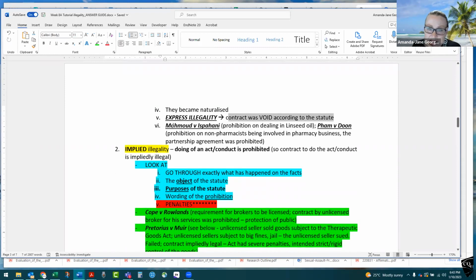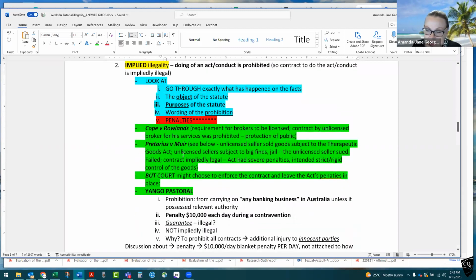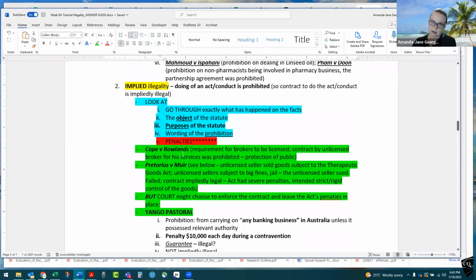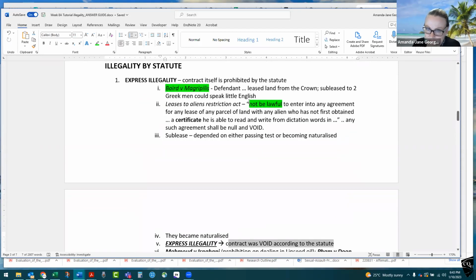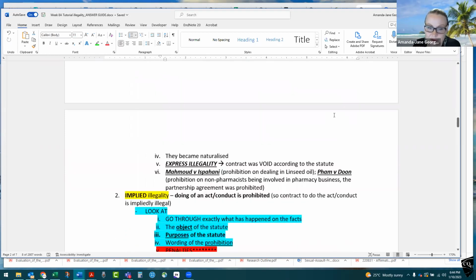Mahmood and Isbahani is mentioned in Graw, and also Pham and Doon. Similar kinds of principles there. Implied illegality is where you have an act not specifically saying here. So in Baird and McGripplis, couldn't be any clearer, could it? It's not lawful to enter an agreement. Okay, so you can't make the contract, otherwise it's going to be illegal. All right, very crystal clear.